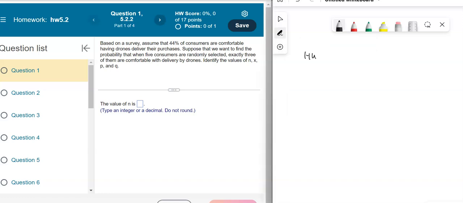This is the homework 5.2, question number 1.